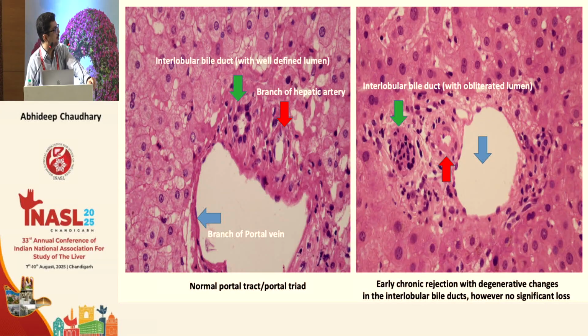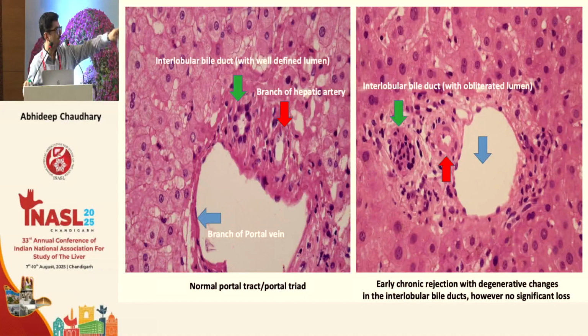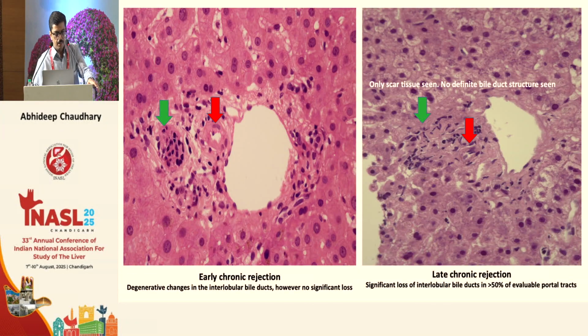Just to give an impression, if you look at this, on the left side is a normal histology. This is how a normal interlobular bile duct looks. That's the artery and the branch of the portal vein. So what happens in early rejection, if you look at it, there is damage to the bile duct. The artery is still looking decently well, and the portal vein is still looking decently well.